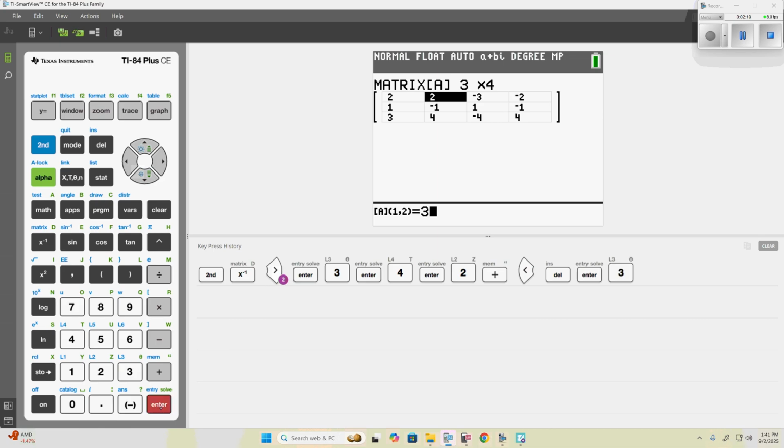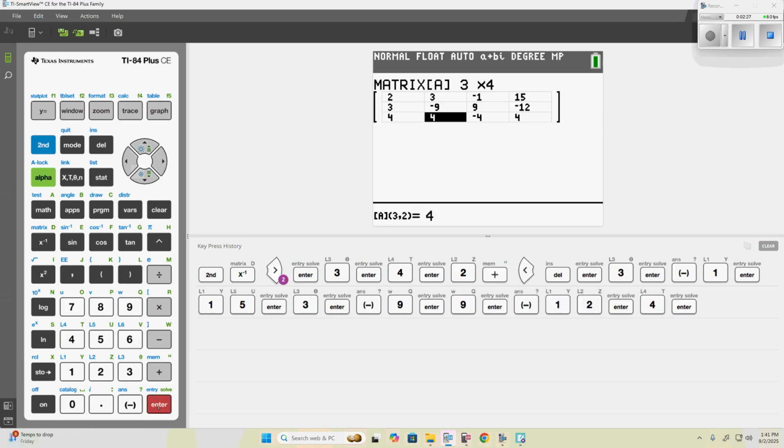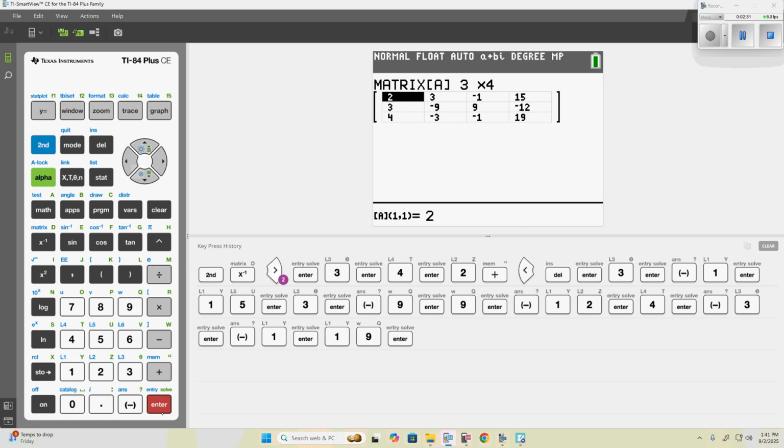So 2, 3, -1, 15. 3, -9, 9, -12. 4, -3, -1, 19. Questions on how we got that typed in? Enter. So once you get it typed in, hit enter. There you go. Now type the next number.